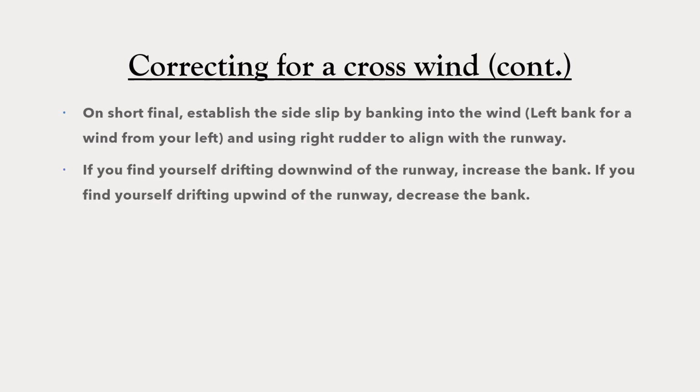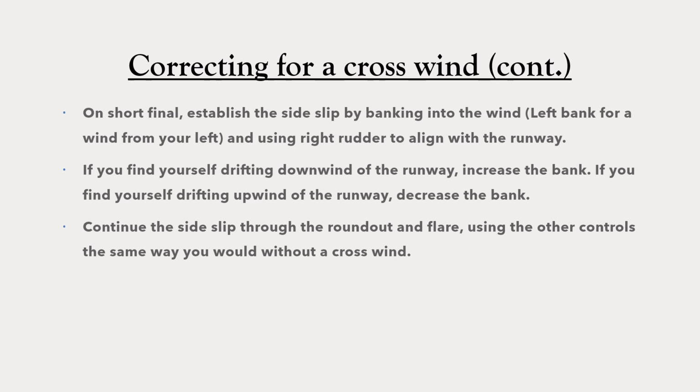So getting the right amount of side slip is accomplished by guessing how much you need and then making corrections if you observe that it's too much or too little. So if you find that you're drifting downwind from the center line of the runway, then you need to increase the amount of side slip, increase the bank and the rudder. If you find yourself drifting upwind, then you've put in too much side slip. You need to decrease the bank a little bit.